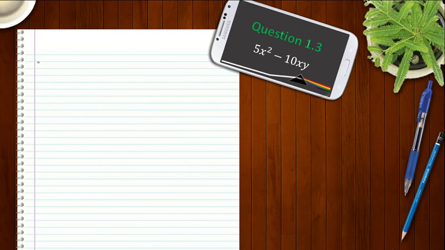Right, so for question 1.3, I've got 5x squared minus 10xy. Now, here my highest common factor between 5 and 10 gives me 5. And there's an x at most in both that I can take out. So in the first term, we only have an x left because we took the 5 and one of the x's. And then here we have minus 2y, since I took out a 5, 10 divided by 5 is 2, and then I took the x as well.